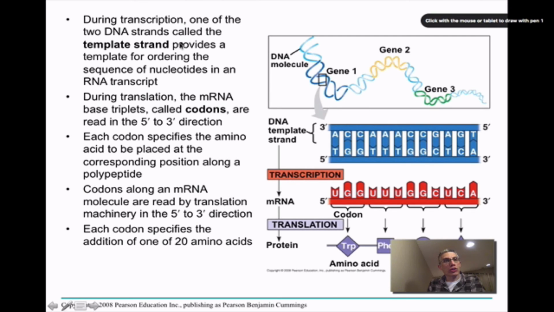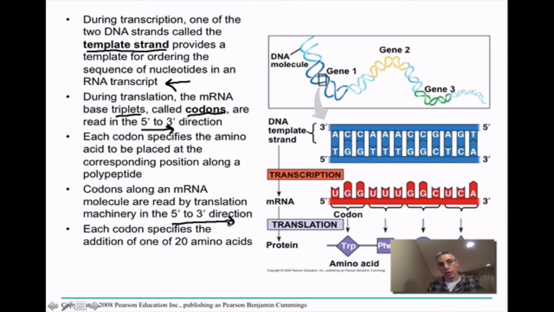During transcription, one of the two DNA strands is used as a template strand, and that provides the template for ordering the sequence of nucleotides in that RNA transcript, sometimes called the messenger RNA. During translation, the messenger RNA-based triplets, which are called codons, are read in the 5' to 3' direction. Each codon specifies the amino acid to be placed at a corresponding position along that polypeptide. Codons along a messenger RNA molecule are read by the translation machinery in the 5' to 3' direction.